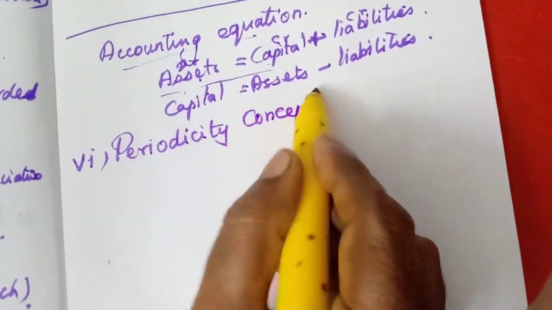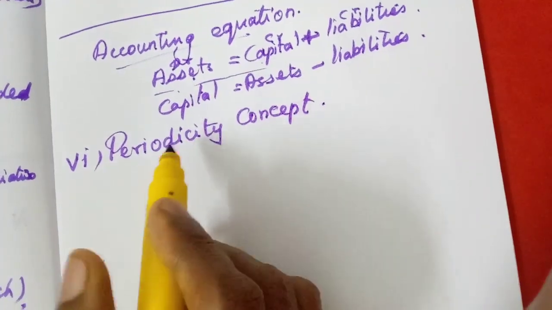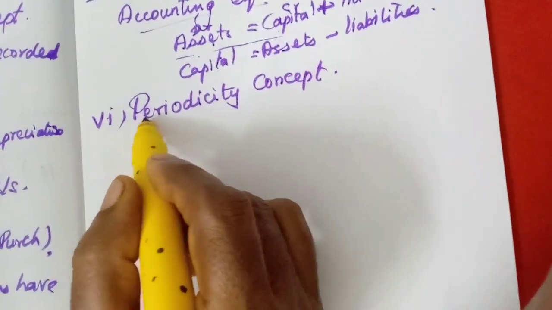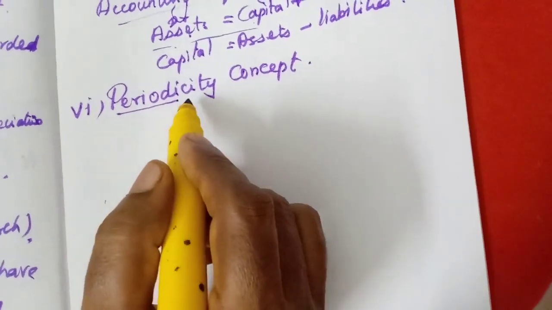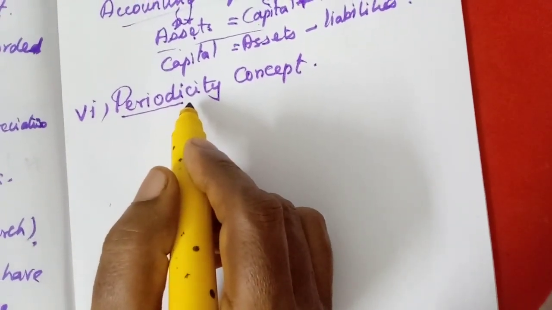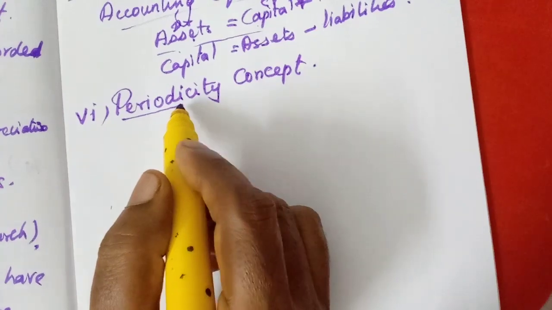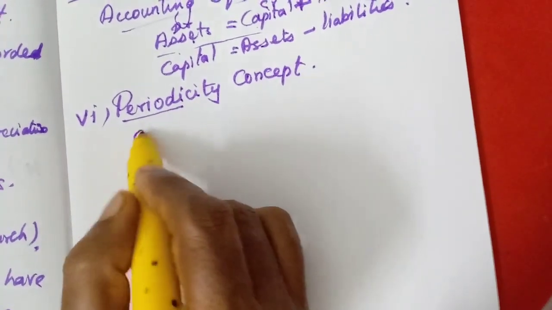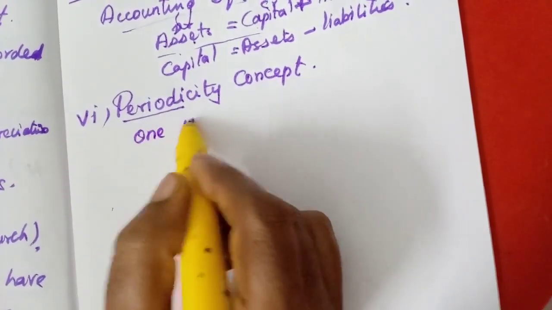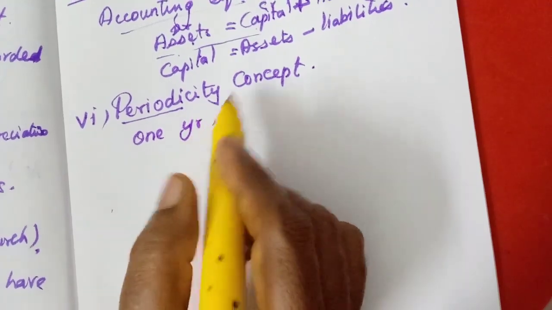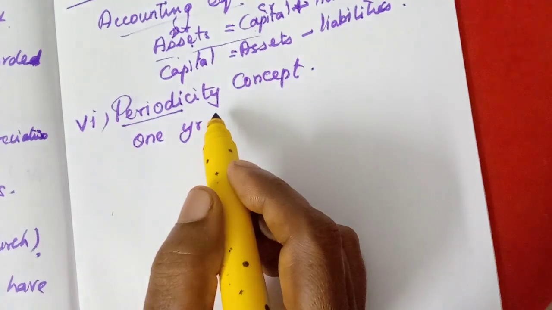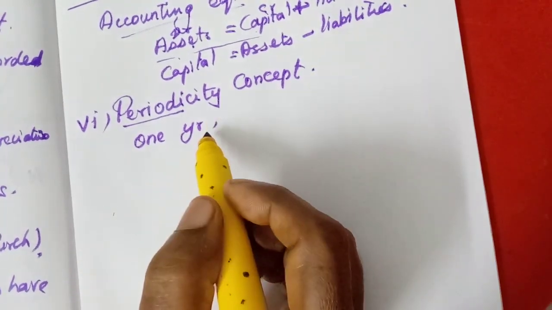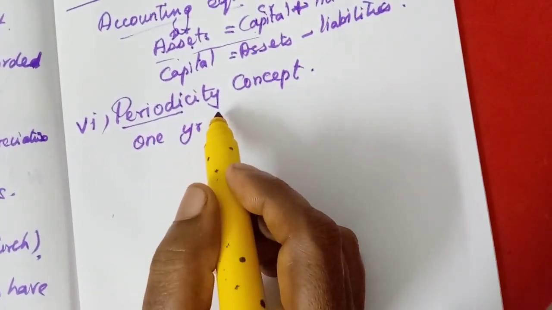Periodicity concept. We know we prepare the accounts for a particular period. This period may be 1 year. Not at the end of the life of the business do we calculate that profit or loss.